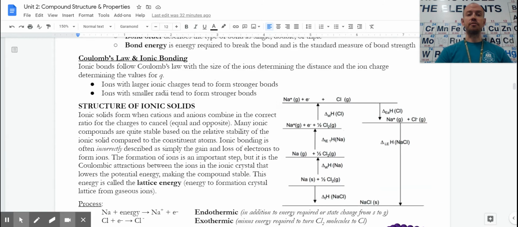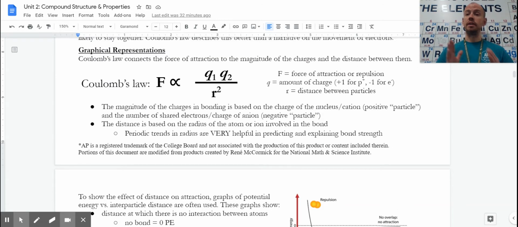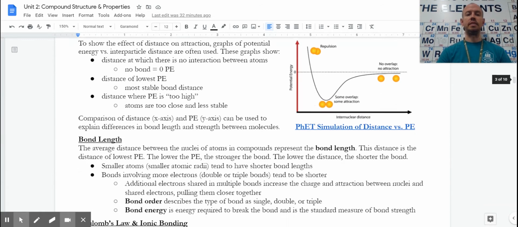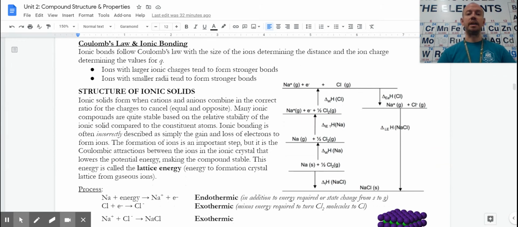So the equation for Coulomb's law, once again, is the force of attraction, that would be our bond strength, is related to the size of the charges and the distance between them. As we specifically apply this to ionic bonding, it is the magnitude or the charge of the cation and anion that tell us Q1 and Q2.